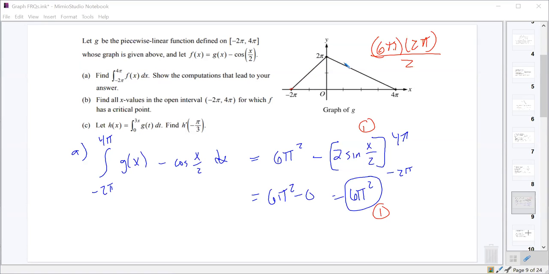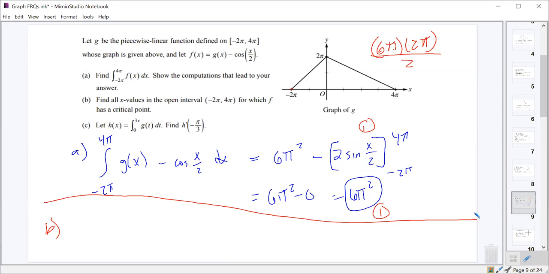All right, so for part B, I probably have to go to a new page for this, but I'll start here. For part B, we're looking for all x values on the open interval -2 pi to 4 pi for which f has a critical point. So f has a critical point whenever f prime is 0 or whenever f prime is undefined. Well, first off, what is f prime?